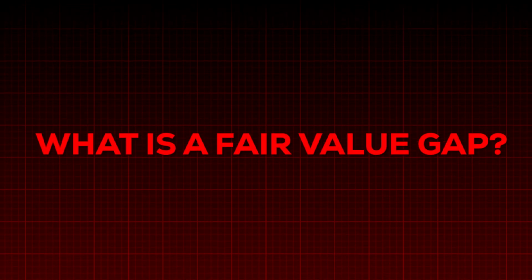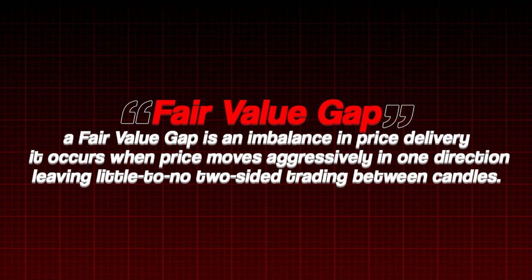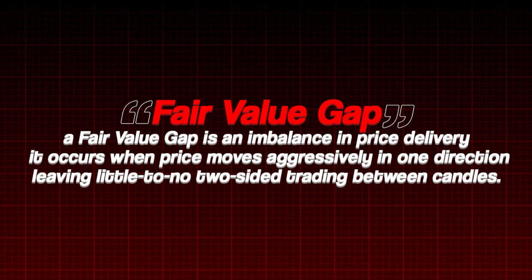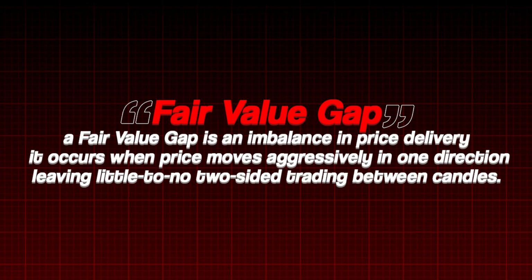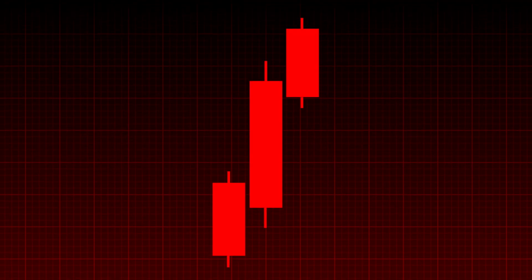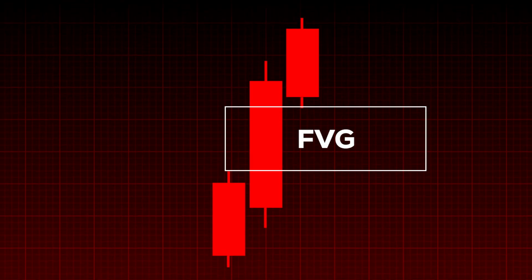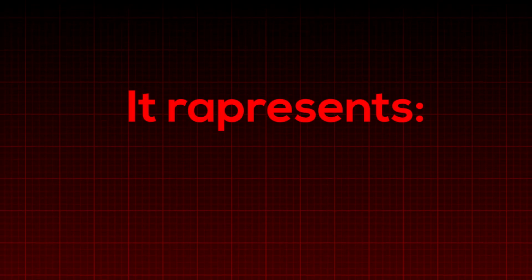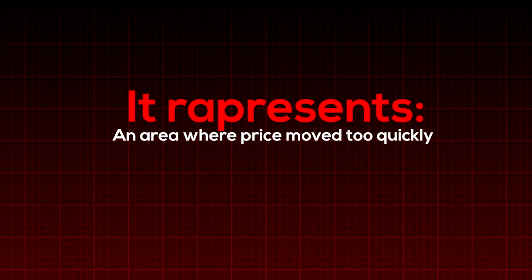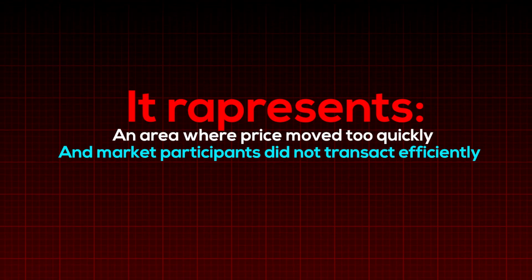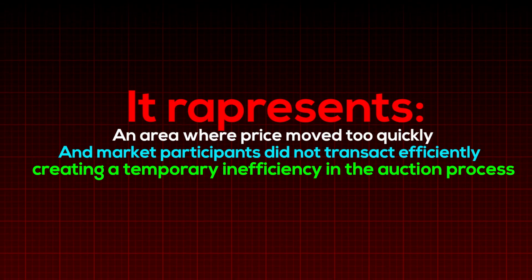What is a fair value gap? A fair value gap is an imbalance in price delivery. It occurs when price moves aggressively in one direction, leaving little to no two-sided trading between candles. This creates a three-candle structure where the wick of the first candle and the wick of the third candle do not overlap. It represents an area where price moved too quickly, and market participants did not transact efficiently, creating a temporary inefficiency in the auction process.